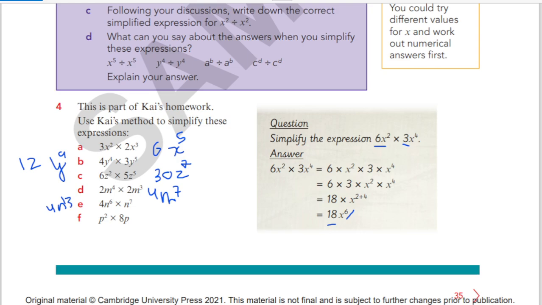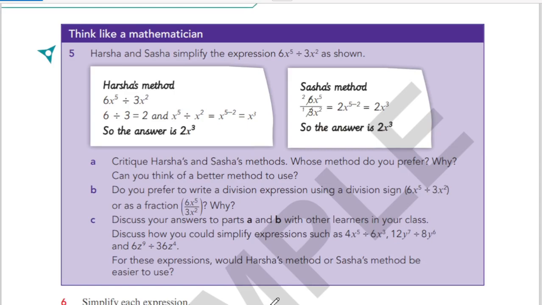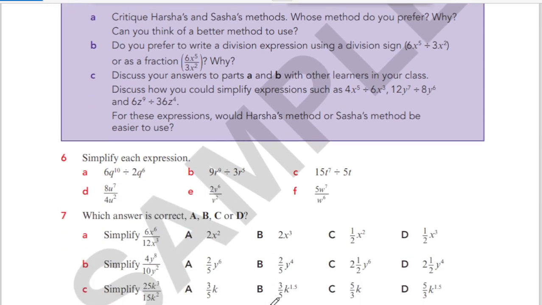And the last part is 1 multiplied by 8 will be 8, and p power will be added. 2 plus 1, when there is no power, we'll assume there is 1. 2 plus 1 will be 3. So question number 4 is done. Now we will move to question number 5. Question number 5 is also an activity based question, and question number 5 part A is learner's own answers. Part B you have to answer on your own, and part C you have to answer on your own. So you can simplify these questions on your own.